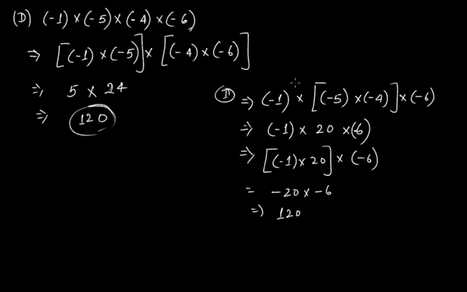So this one was a little bit longer because here you are making two separate groupings. First you did it for 5 and 4, then you did it for 1 and 20, but in the other case you made two groups in one single step. Like you group together 1 and 5 and you group together 4 and 6 in a single step. That's why it reduced your number of steps, and that's why you got the answer quickly in this case in comparison to this one. You can go with any of the options, but this one was quicker.